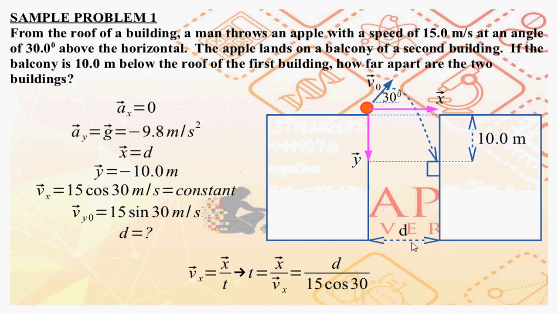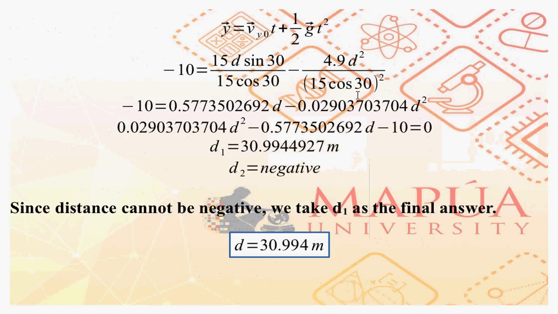How far apart are the two buildings? So again, divide the motion of the projectile, divide the variables into x and y component, and then analyze the x component separately from the y component. Unite the two analyses using time t to get the answer that you are required to get.